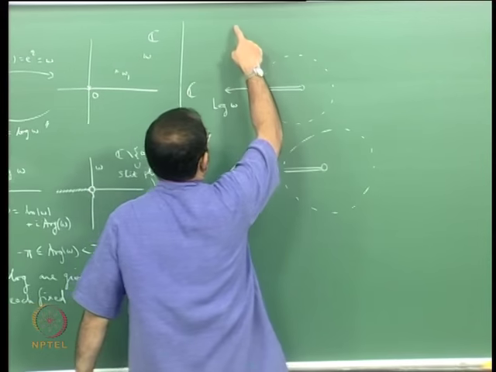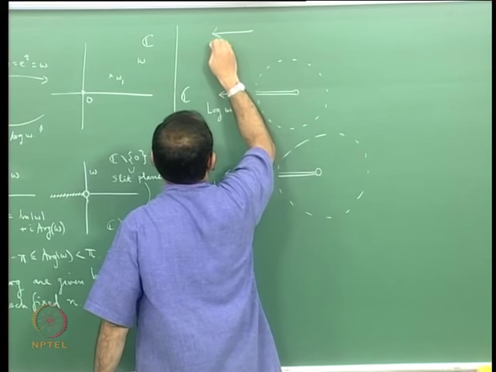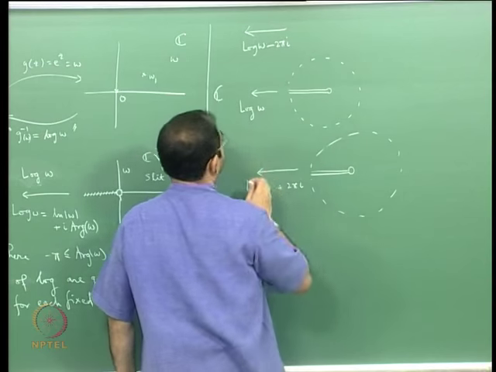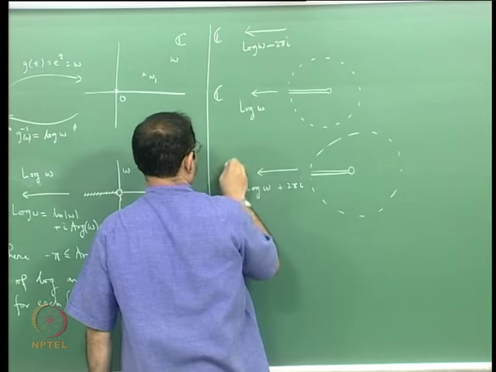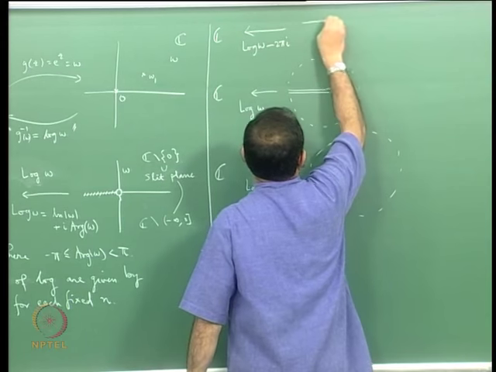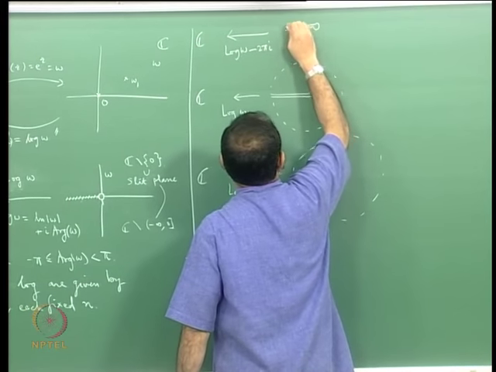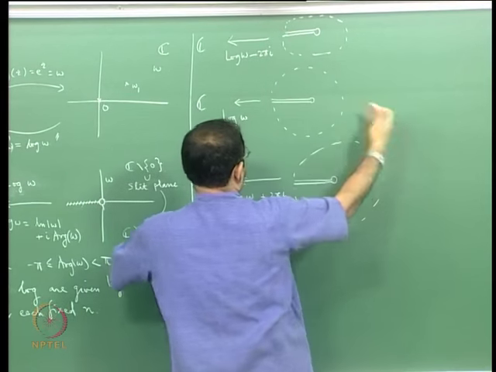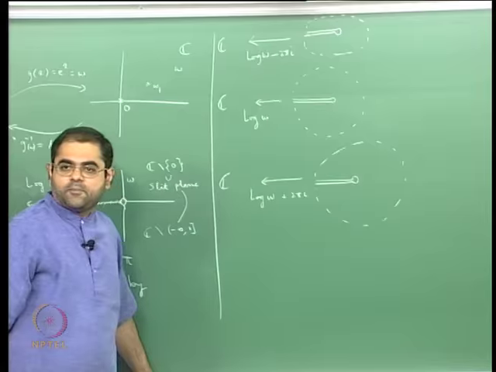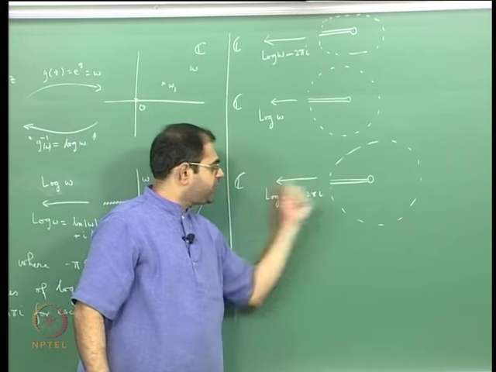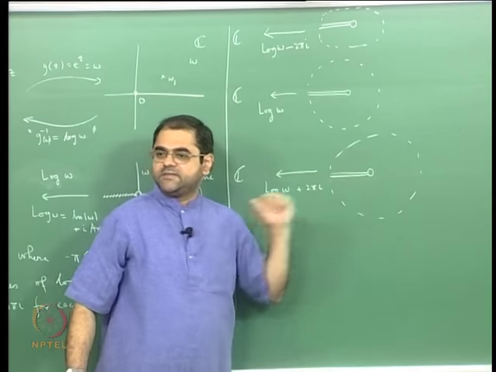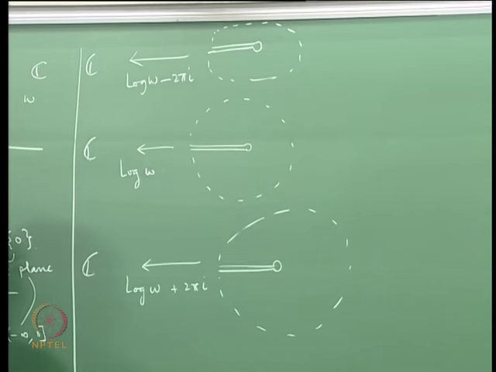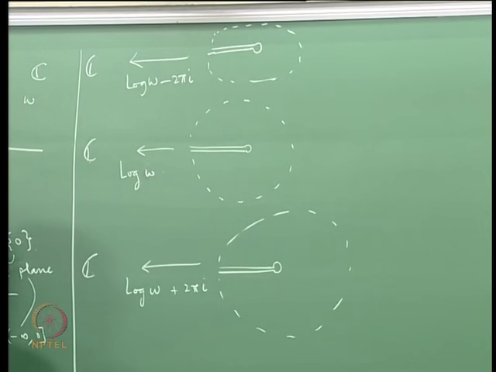So what I should draw above will be something like this. It will be log w minus 2 pi I. That's another branch of the logarithm. That again is going to be an analytic function on the slit plane. So I have so many copies of the slit plane, and for each copy I have an inverse function which is given by a branch of the logarithm. All the functions, they all differ only by integer multiples of 2 pi I.